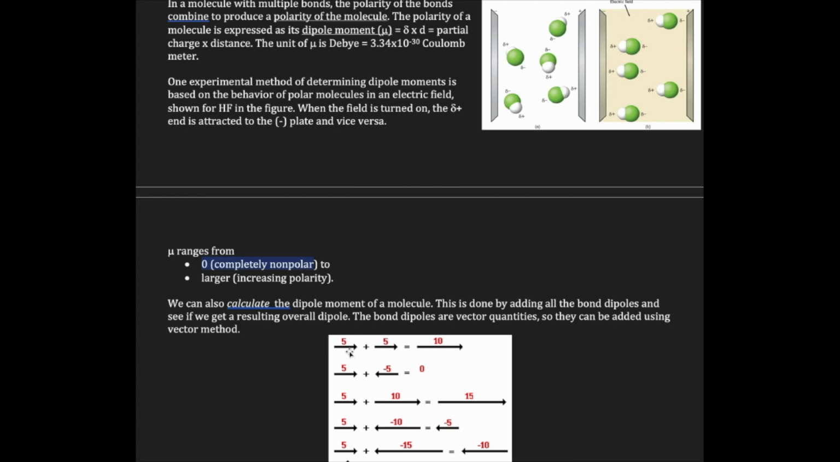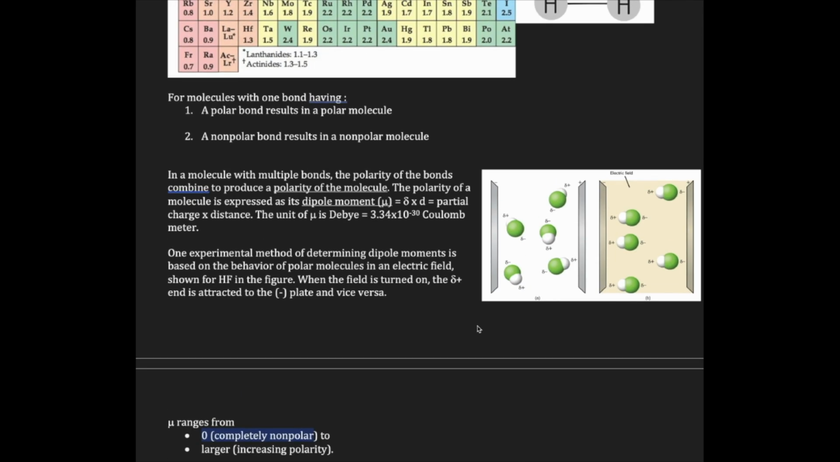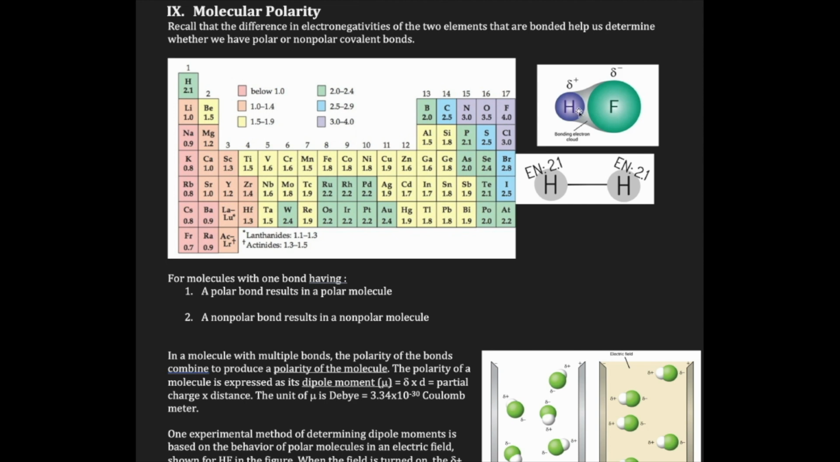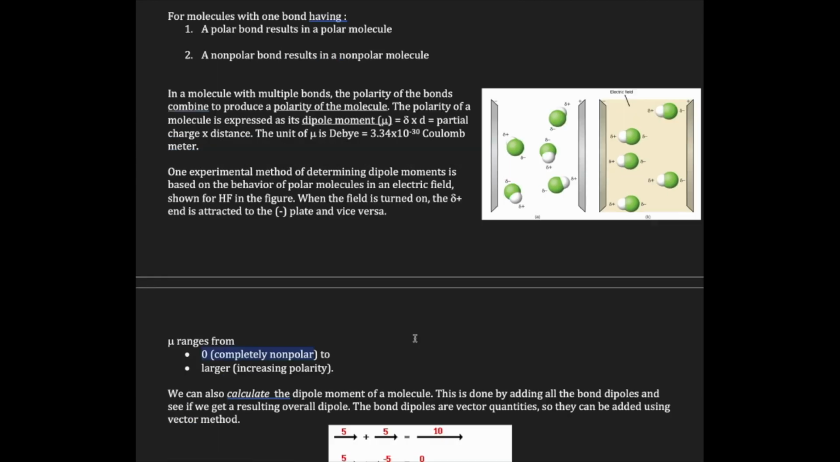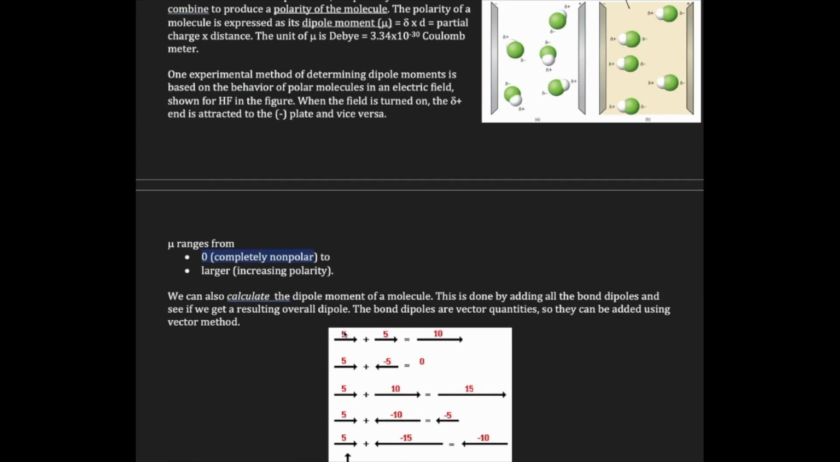And then the arrowhead is pointing towards the more electronegative element. So like in the case of HF, for example, we would draw an arrow from H to F. So the F is where the arrowhead is. And the length of that arrow would correspond to the difference in electronegativity. These arrows are what we call bond dipoles, and they are vector quantities. So vector is a concept in math. It basically represents a quantity that has some magnitude, but it also has a direction.